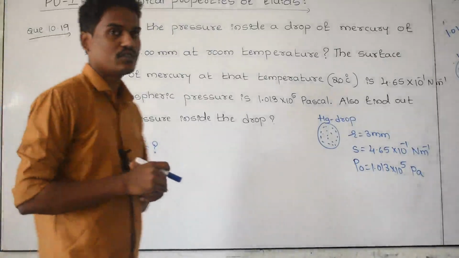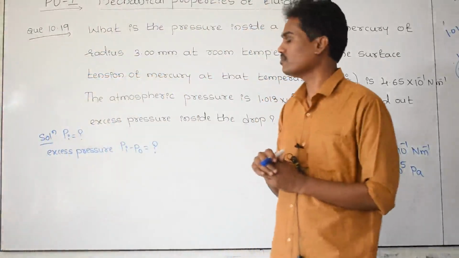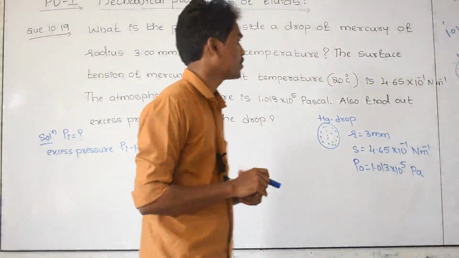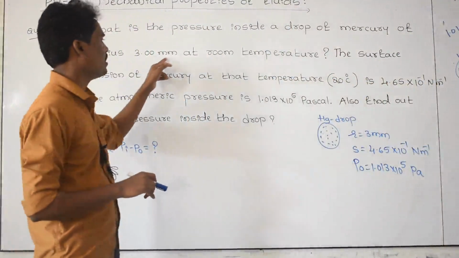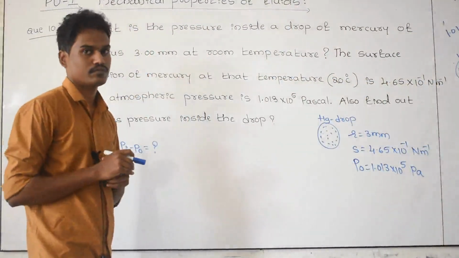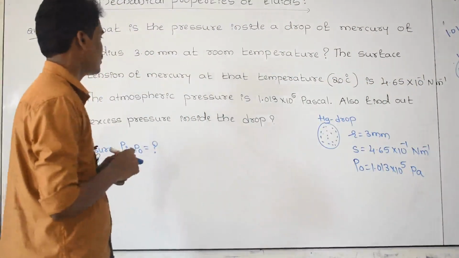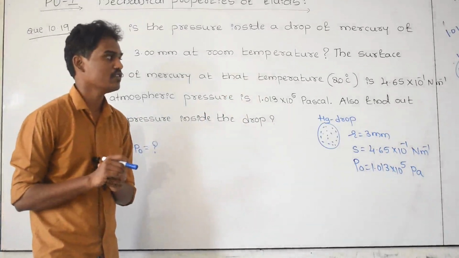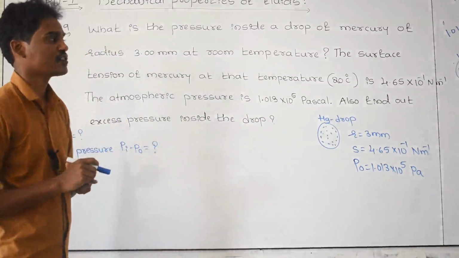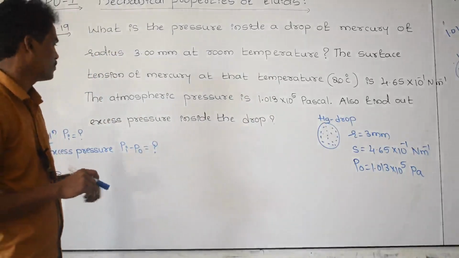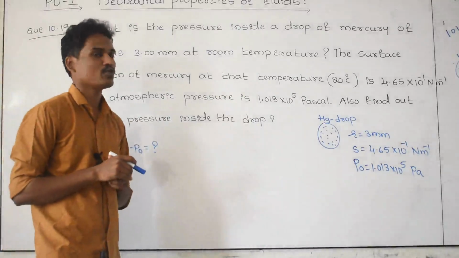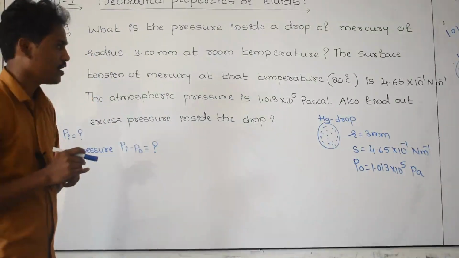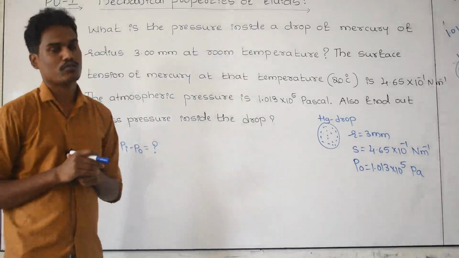And read the question, that is 10.19. What is the pressure inside a drop of mercury of radius 3 millimeter at room temperature? The surface tension of mercury at 20 degrees Celsius is 4.65 into 10 to the power of minus 1 Newton per meter. The atmospheric pressure is 1.013 into 10 to the power of 5 Pascal, as you know very well. Also find out the excess pressure inside the drop.